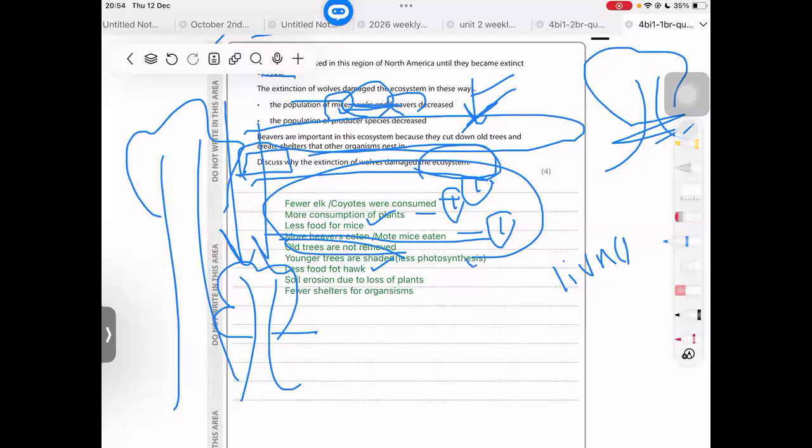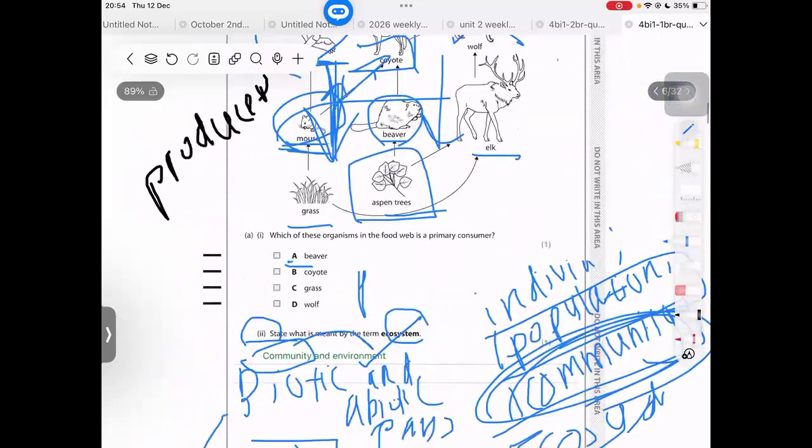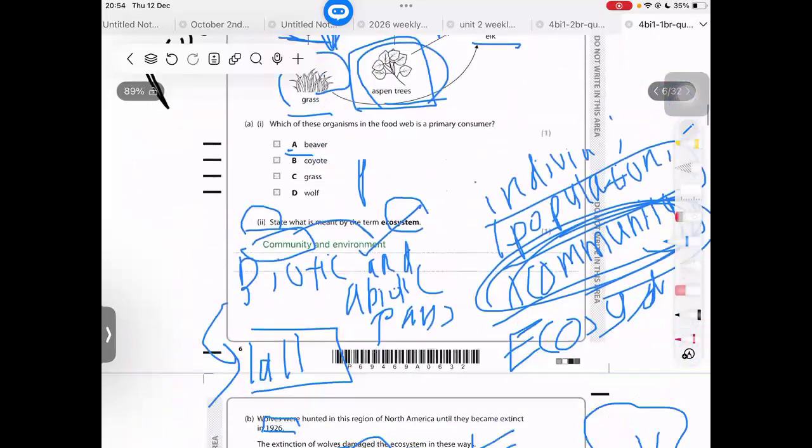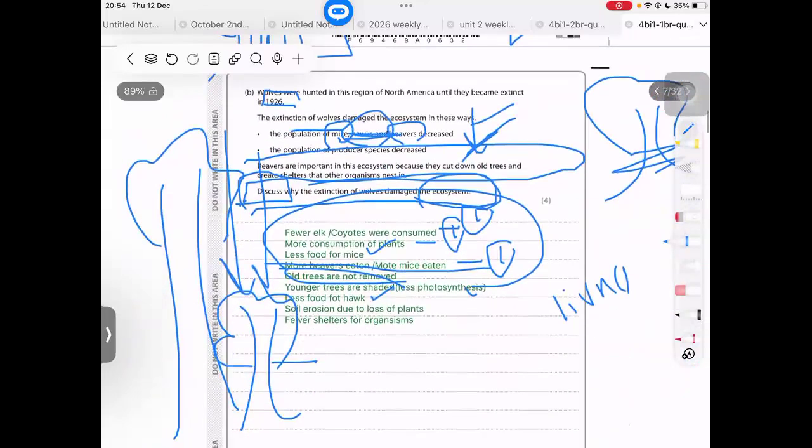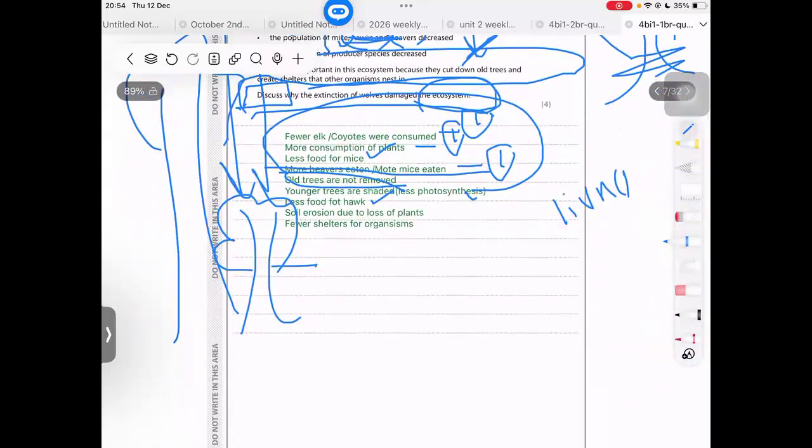Not just that, when these little plants are eaten, when the aspen trees are being eaten heavily, there will be loss of plants in that ecosystem.